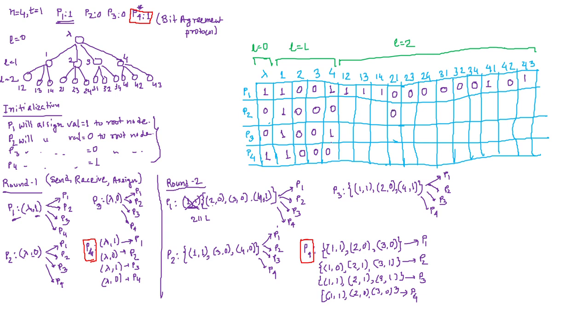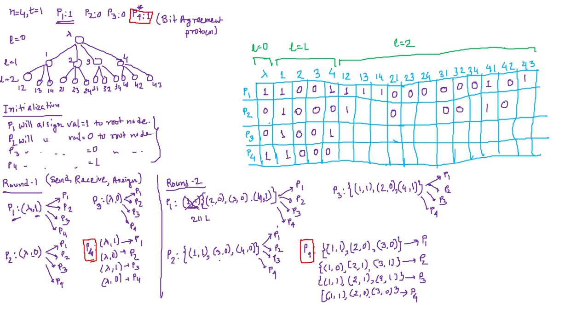2, 1 has received value 0. 3, 1 has received value 0. 4, 1 has received value 1. Okay. Similarly, in this case, node 1, 2 will have the value 1. 3, 2 will have the value 0. 4, 2 will have the value 0.